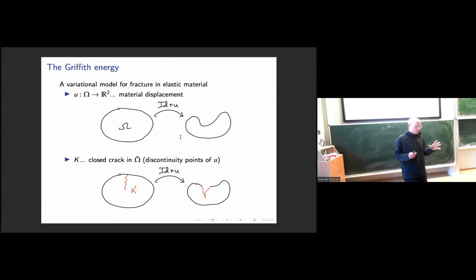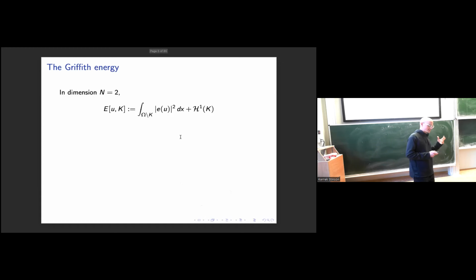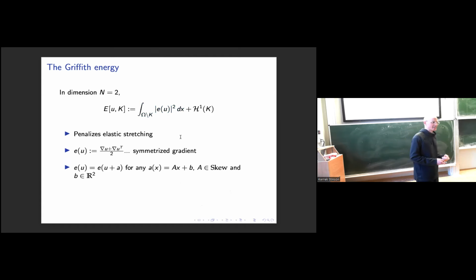Okay. So these are the two things that we're going to have at play: the displacement and a crack. And these will come together in the Griffith energy, in these two terms. The Griffith energy is comprised of an elastic term, which just penalizes the stretching, the first picture. And the way we penalize the elasticity is through the symmetric gradient. The important feature of the symmetric gradient is that it doesn't see skew perturbations.